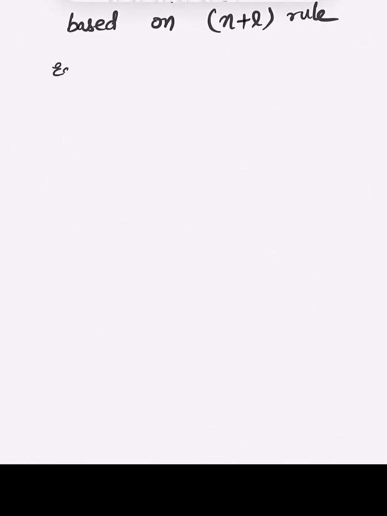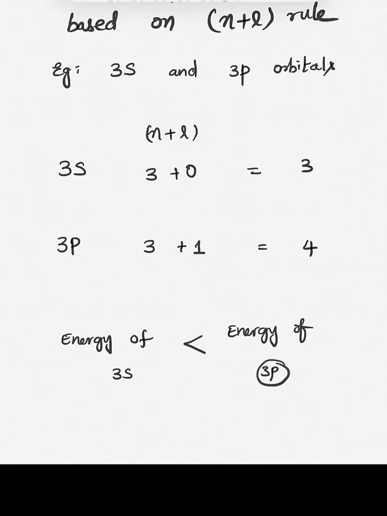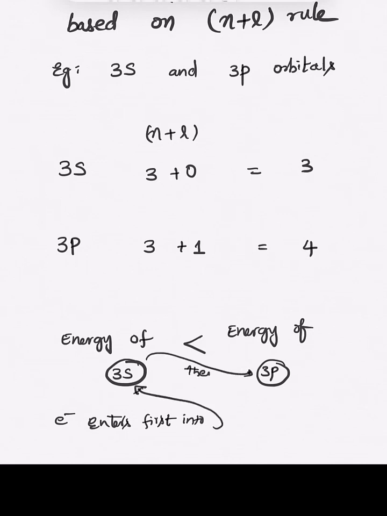For example, we will calculate the n plus l value for two orbitals, 3s and 3p. For 3s, the n value is 3, the l value is 0. Total n plus l value is 3. For the 3p orbital, the n value is 3, the l value is 1. Total n plus l value is 4. So the energy of the 3s orbital is less than the energy of the 3p orbital. So the electron first enters the 3s orbital, then enters the 3p orbital. In general, the n value should always be greater than the l value.